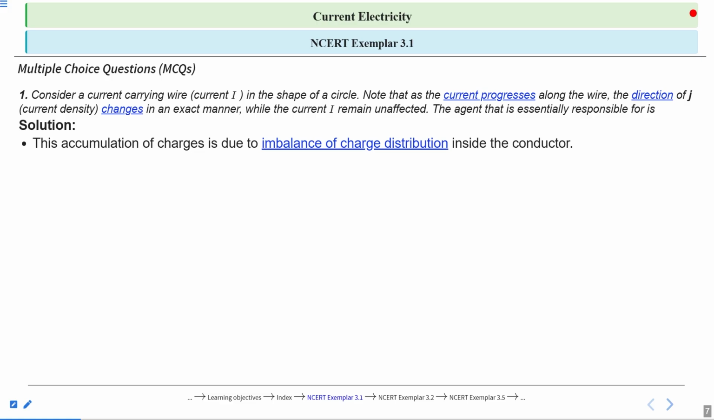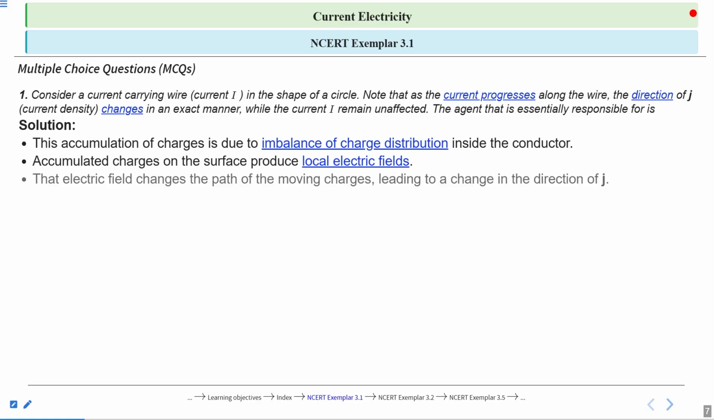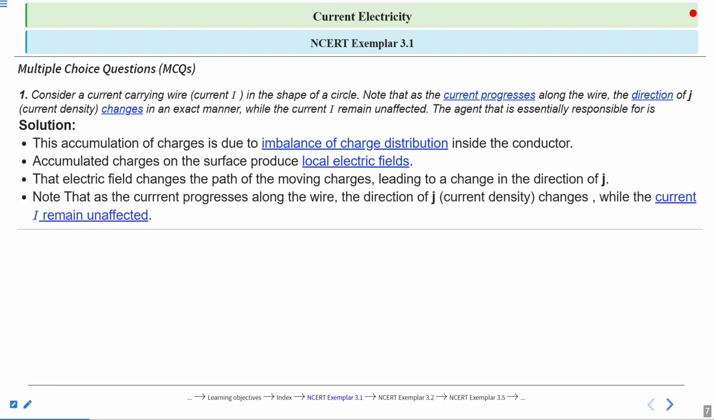Okay, but the amount of current remains constant. But current density is a vector quantity. So if the direction of current is changing, this current density will also change. Accumulated charges on the surface produce local electric fields. That electric field changes the path of the moving charges, leading to the change in direction of current density J. Note that as the current progresses along the wire, the direction of J changes only, while the current I remains unaffected, because I is a scalar quantity. The amount of current will not change. So current remains unaffected. Only the direction of J, current density, will change.